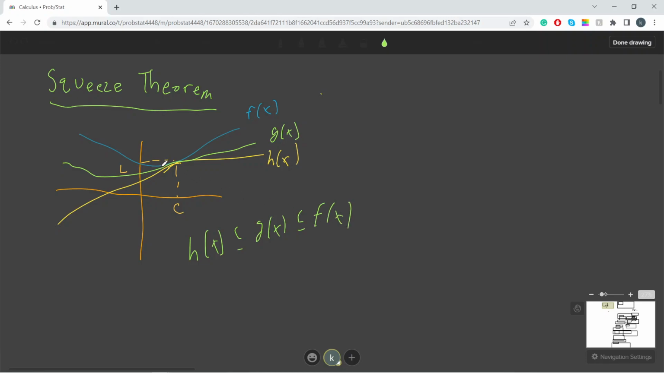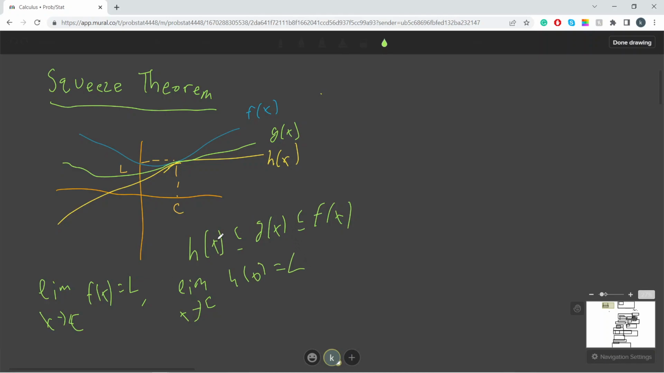What else do you notice? You notice that f of x, g of x, and h of x all seem to intersect at this point where the x value is c and the y value is L. Now, one thing you can say is interesting: you know that the limit as x approaches c of f of x equals L, and the limit as x approaches c of h of x equals L.